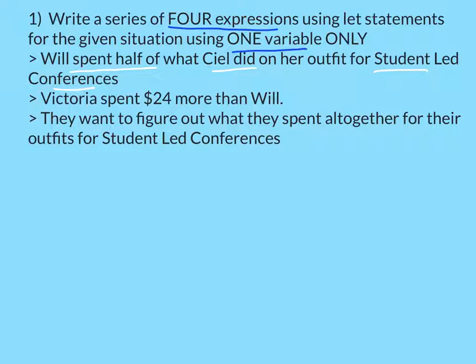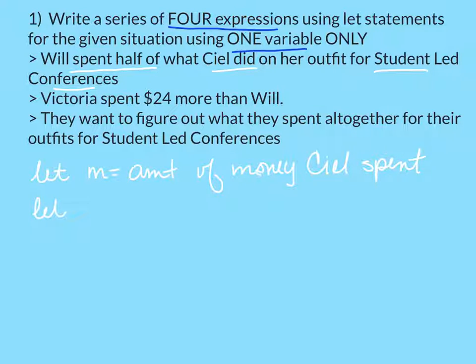Oh, this is fun. Okay, Will spent half of what Sayel did, so that means we need to know Sayel's first. So let M equal amount of money Sayel spent. Okay, and Will spent half of that. Well, I find half of something by dividing it by 2. I'm in 7th grade, so I make sure it looks like that. And that's how much money Will spent.